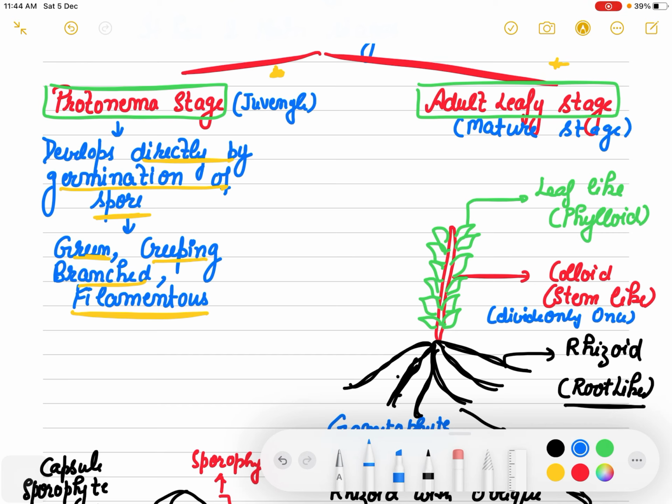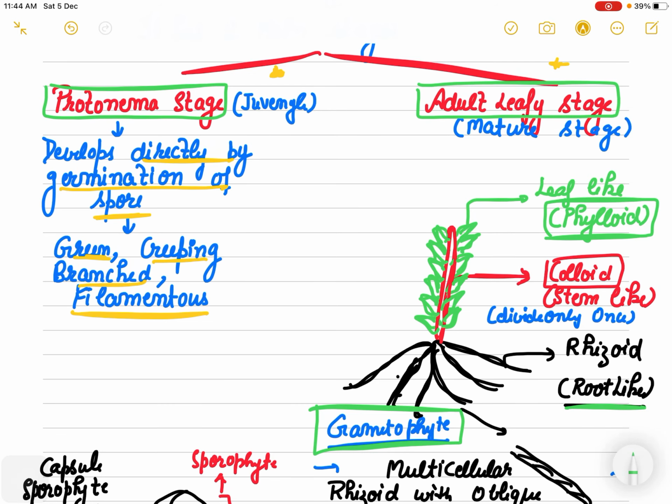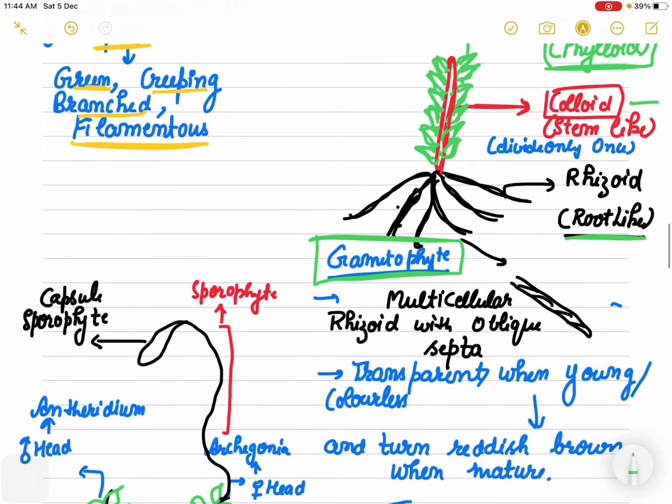And then there is the main axis. This main axis is the stem-like structure, and it is known as cauloid. On this main axis there are leaves arranged, and these are called phylloids. The main axis is known as cauloid, and the leaf-like structure is known as phylloid, and this whole body is a gametophyte, which has rhizoids, cauloid and phylloid.